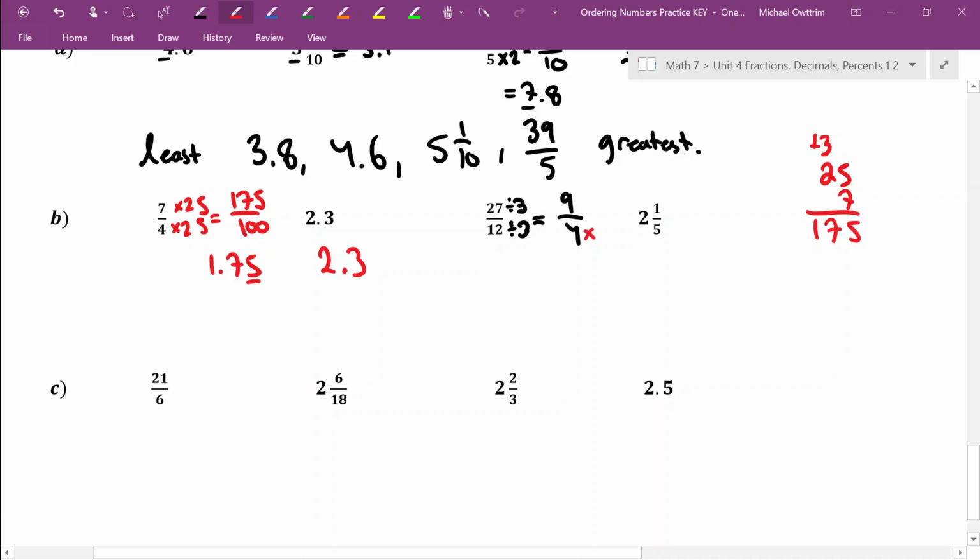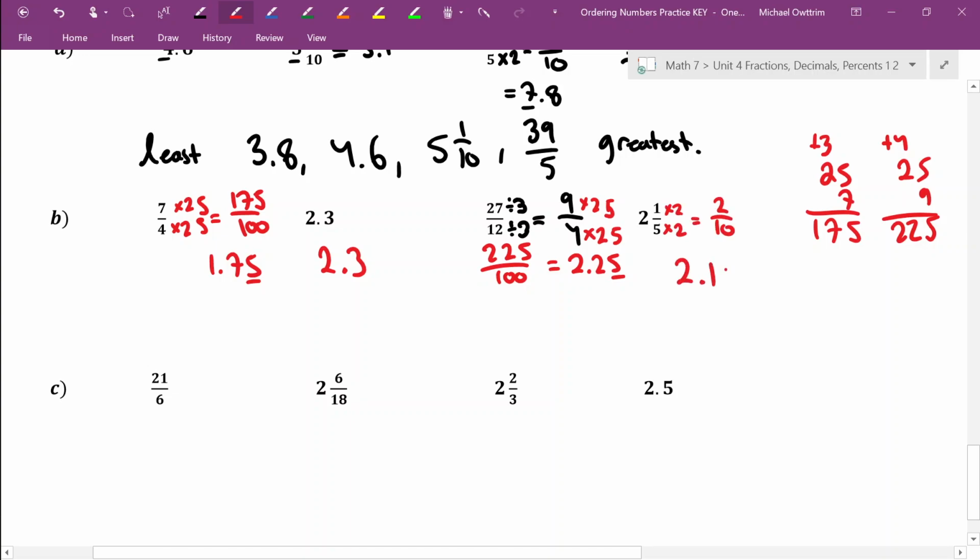9 over 4, we're going to multiply by 25 as well. And 25 times 9 should just be an extra 50 on top of 175, but we can do it. 9 times 5 is 45. 9 times 2 is 18, plus 4 is 22. So this is 2.25 as a decimal. And then 1/5 we can multiply by 2 to give us 2/10. So this is 2.20.